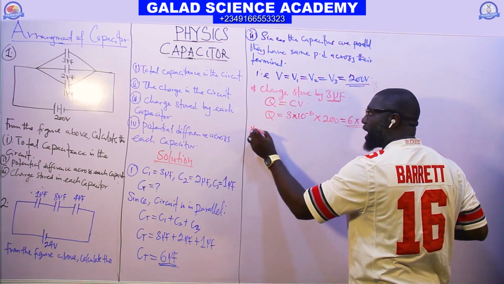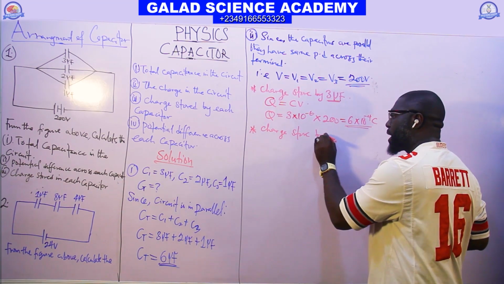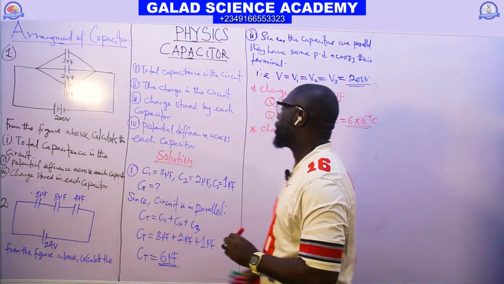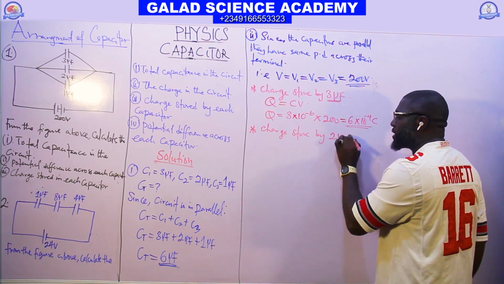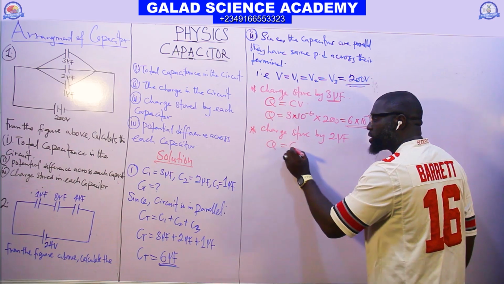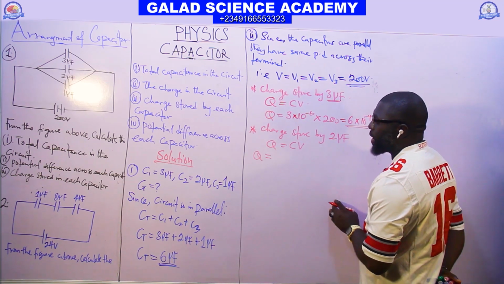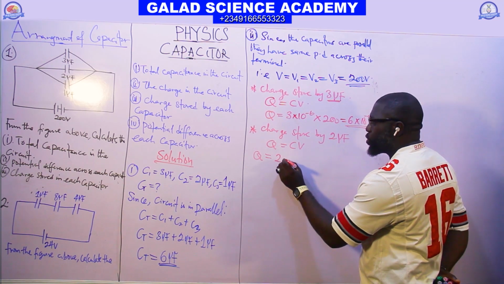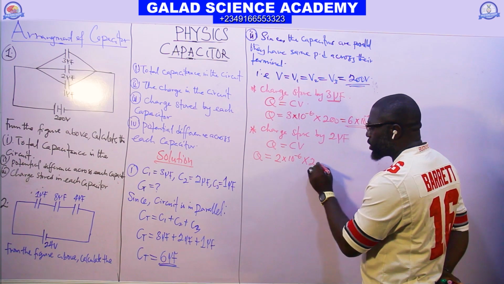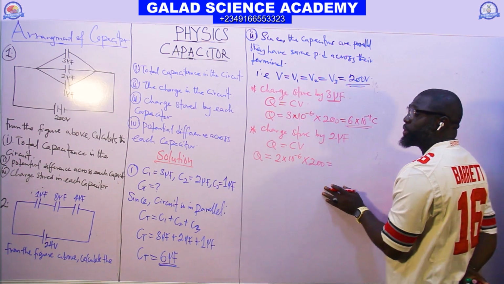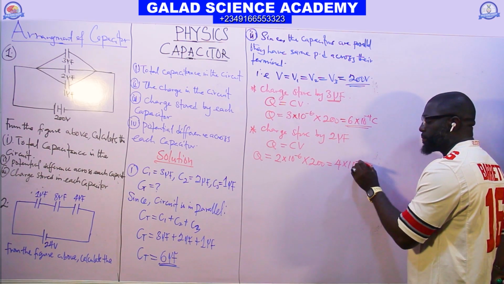The second one is the charge stored by 2 microfarad. We know that Q equals CV. C is 2 multiplied by 10 raised to power minus 6, multiplied by 200. That should give us 4 times 10 raised to power minus 4 coulomb.